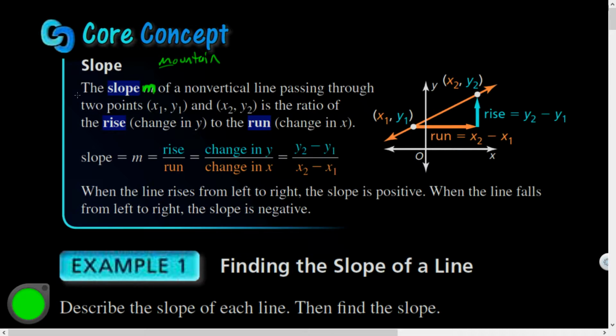But it says the slope m of a non-vertical line passing through two points, and then they talk about two points. So here's the x-coordinate of the first point, the y-coordinate of the first point, x-coordinate of the second, y-coordinate of the second. And it says the slope is the ratio of the rise to the run. Rise over run. So the rise is going to be the change in y, and the run is going to be the change in x.